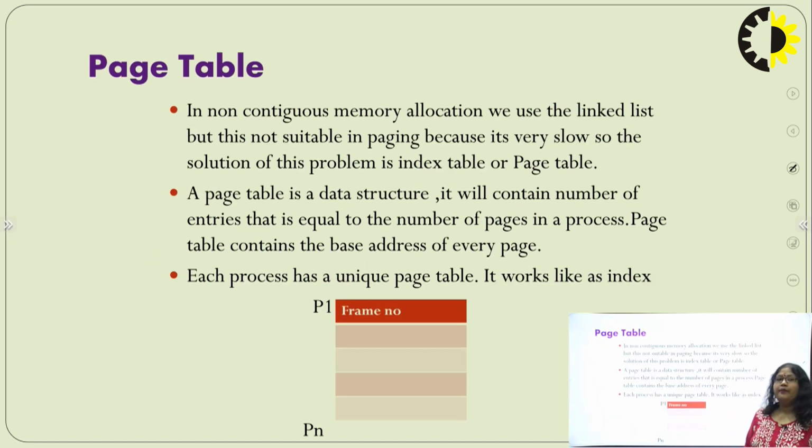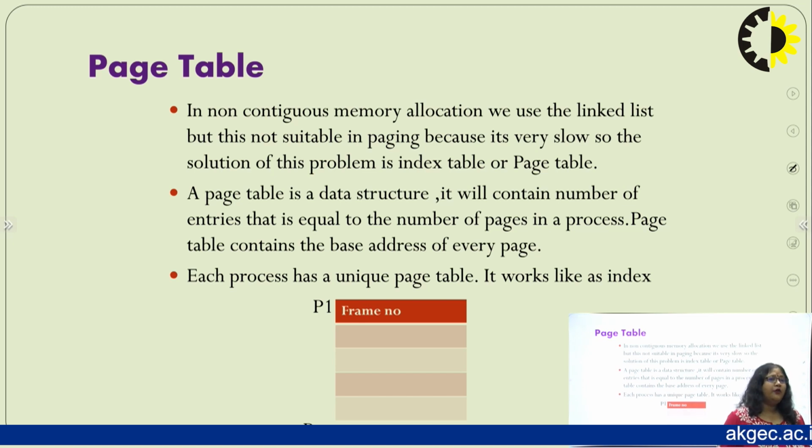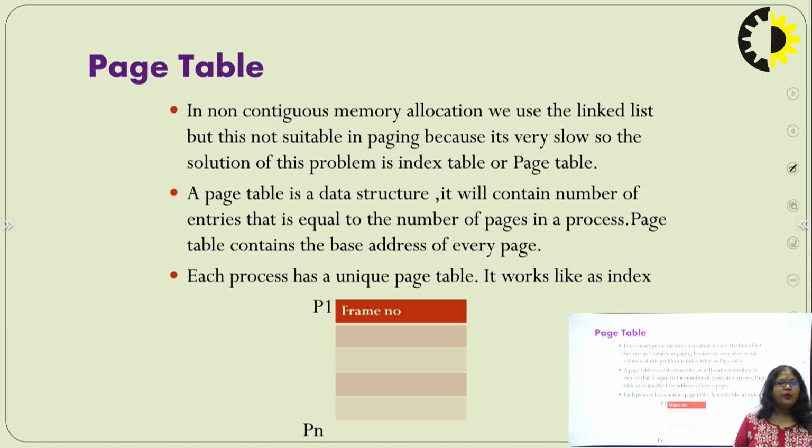Now the page table. In the non-contiguous memory allocation scheme we could use a linked list, but this is not suitable in paging because it is a very slow process. The solution to this problem is the page map table. In this page map table, we have the page numbers with the frame numbers. The page number belongs to the secondary memory and the frame number belongs to the main memory. So which page number is assigned to which frame number is recorded there. This is a very unique process of the page map table.